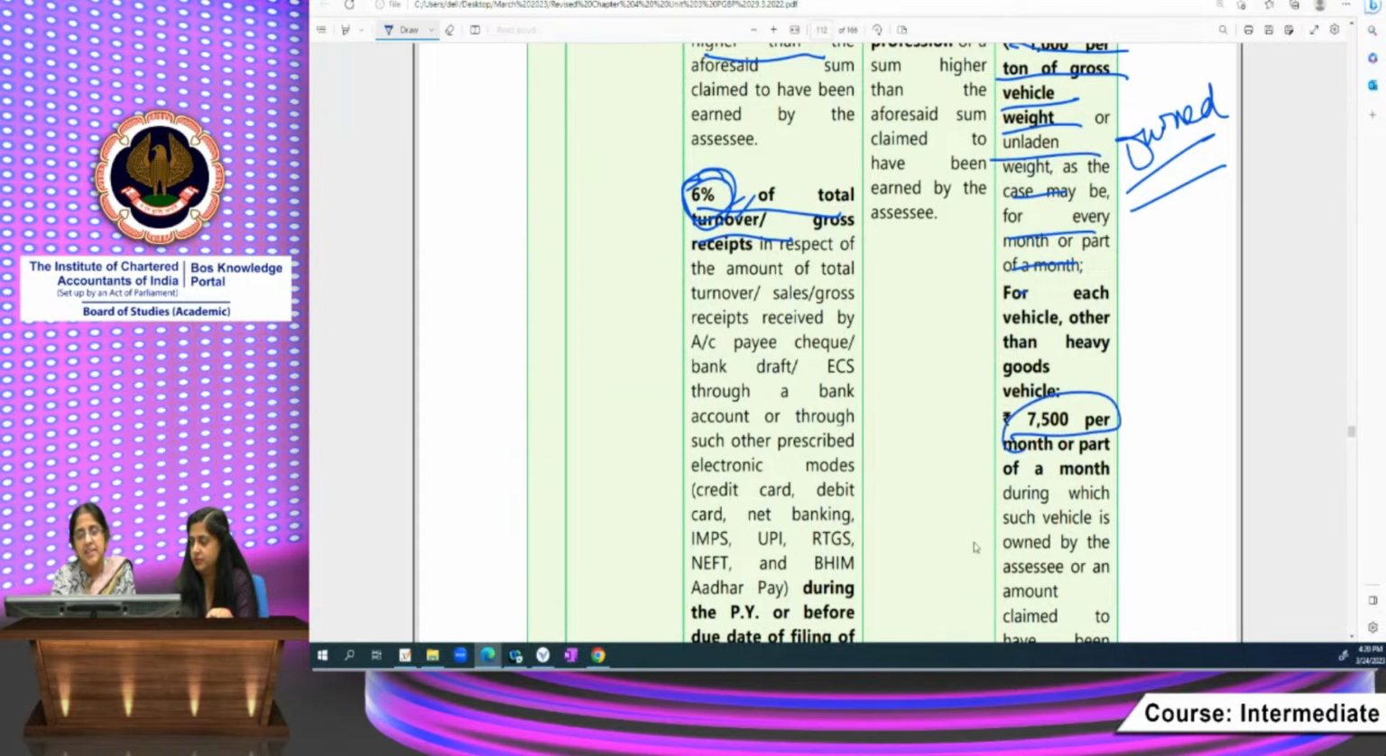7,500 for other than heavy goods vehicle also, 7,500 per month or part of the month during which such vehicle is owned by the assessee. Or here also you can claim a higher sum. Okay.